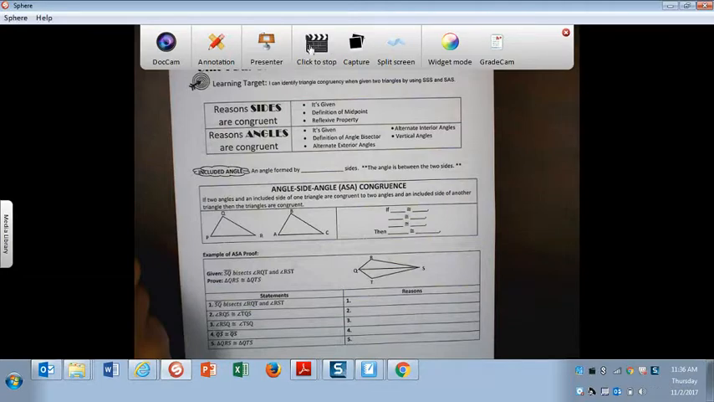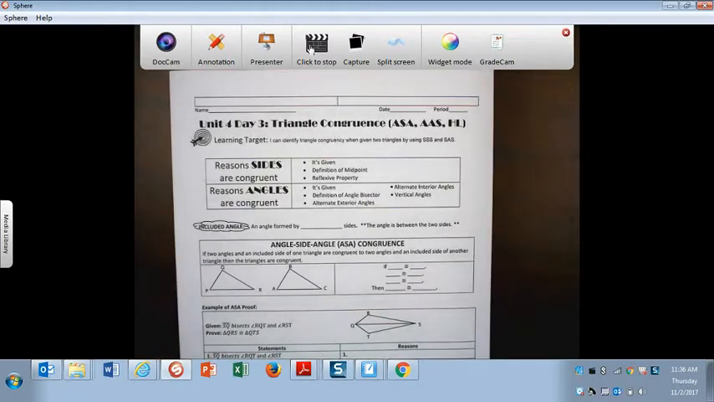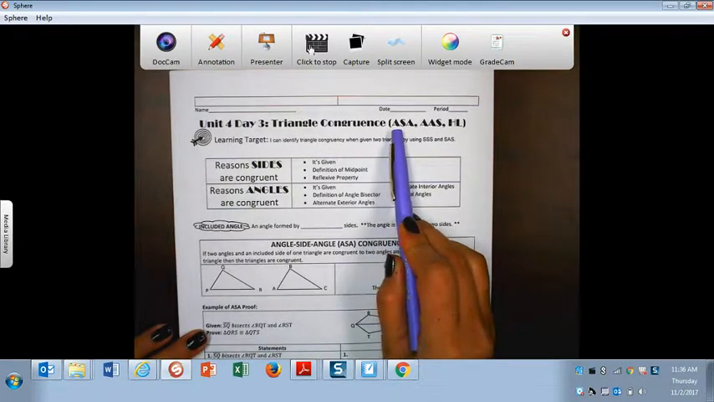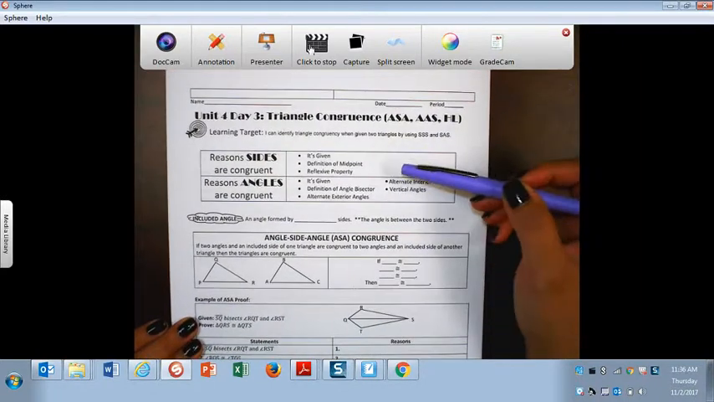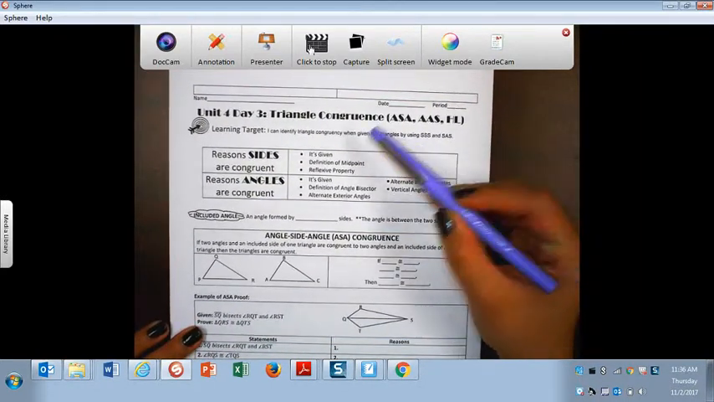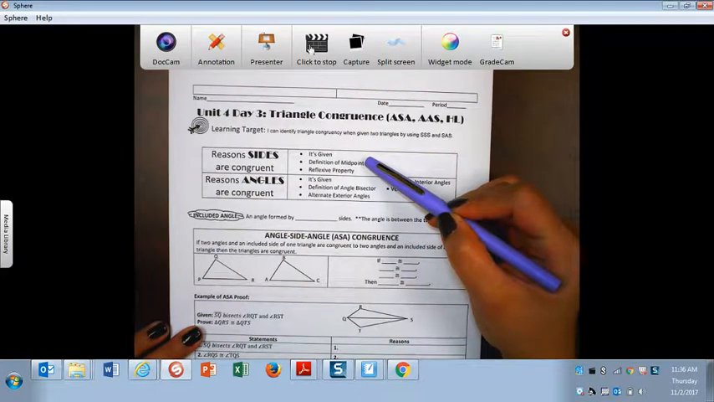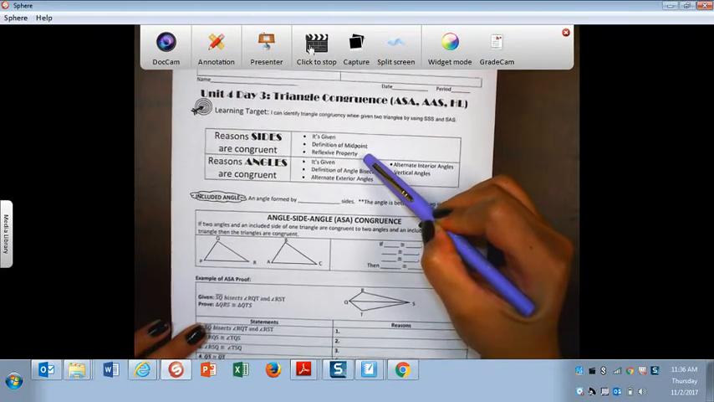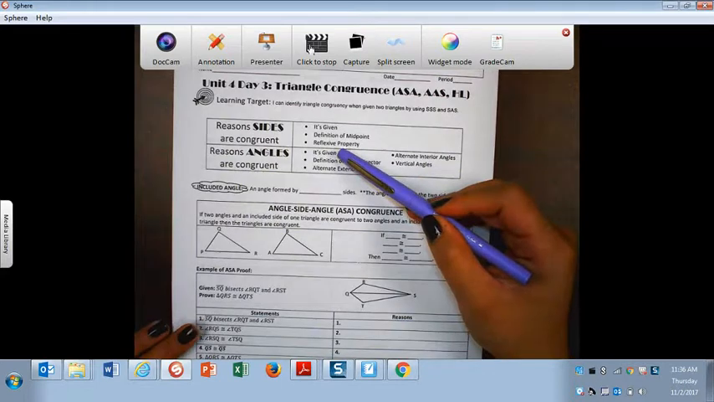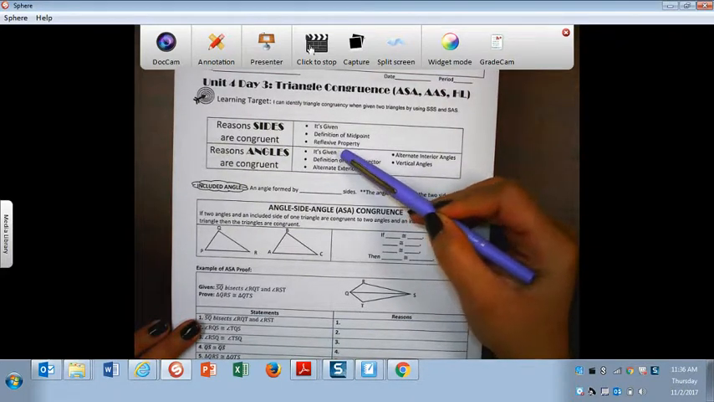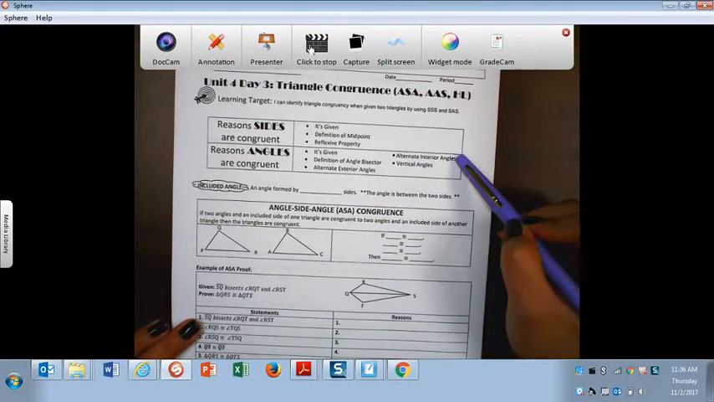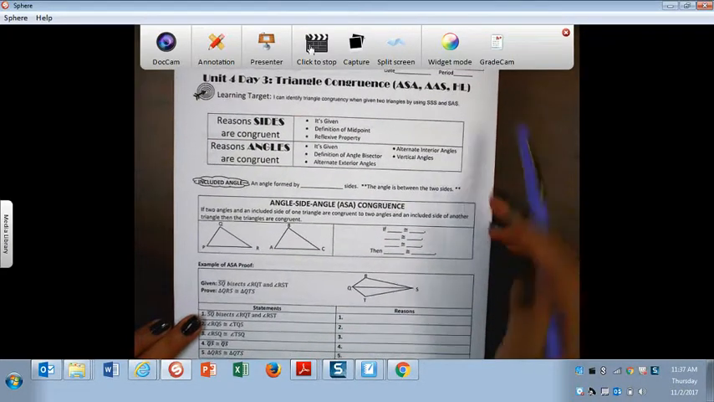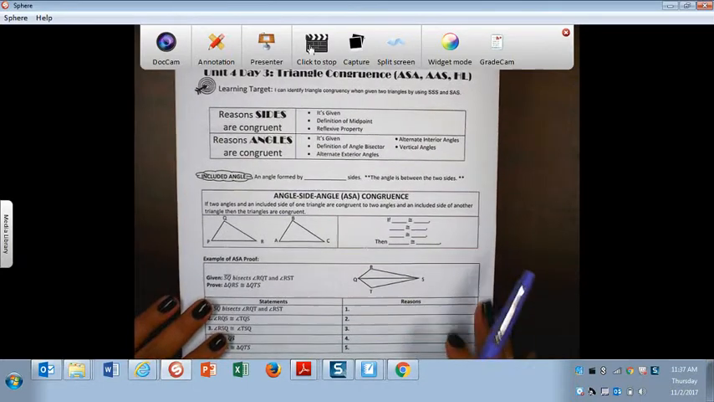We are doing Unit 4, Day 3, Triangle Congruence: Angle Side Angle, Angle Angle Side, and Hypotenuse Leg. Here are the reasons that sides are congruent: given, definition of midpoint, reflexive property. And the reasons angles are congruent: given, angle bisector, alternate exterior angles, alternate interior angles, and vertical angles. All right, let's start off with the first example.